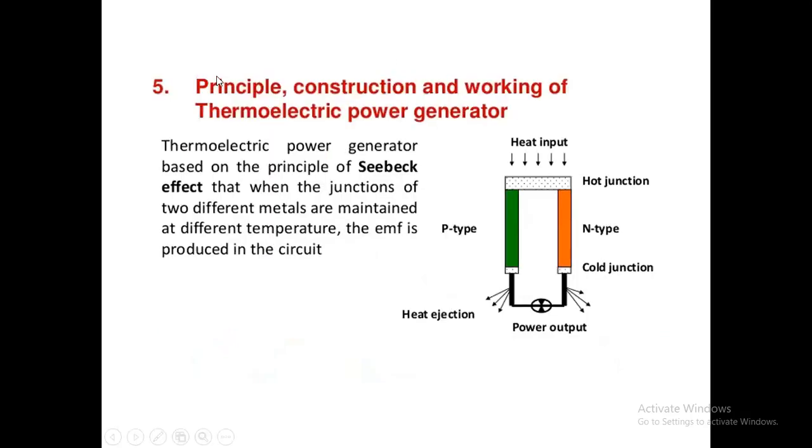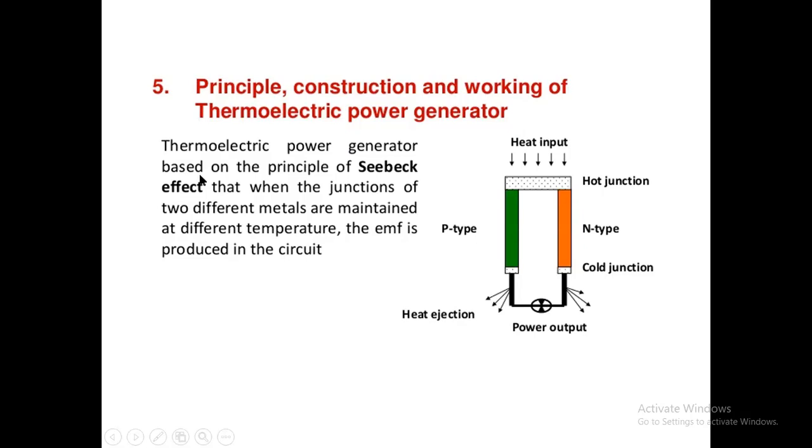Now, the principle of construction and working of a thermoelectric power generator. A thermoelectric power generator is based on the principle of the Seebeck effect, that when the junctions of two different metals are maintained at different temperatures, the EMF is produced in the circuit. So these are the two substrates, represented by the p-type and n-type, and they are joined at the hot junction and also joined at the cool junction at this level. The input heat is provided at the side, and the heat is also rejected from the side. The output will be produced at this junction.